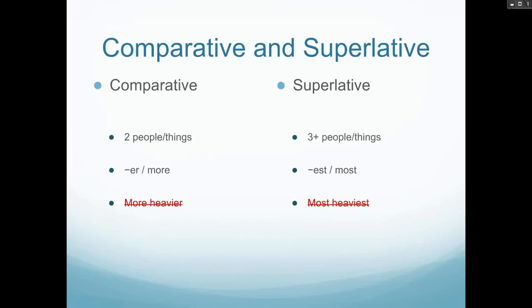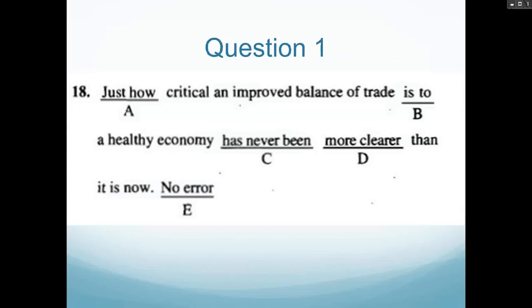The superlative is when you're comparing three or more than three people. You use EST or most. Okay, so you say most heavy or heaviest, not most heaviest. And okay, let's try an example. So give this one a shot.